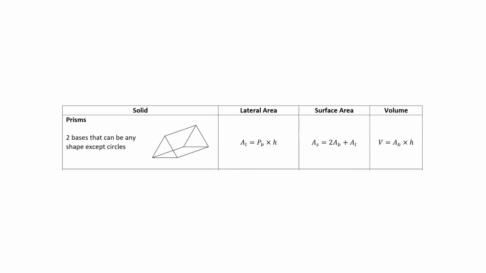Let's consider this shape. In this case, the bases are actually the two triangles that are on the ends. So the lateral area is equal to the perimeter of the base times the height. The surface area is equal to 2 times the area of the base plus the lateral area. The volume is equal to the area of the base times the height.